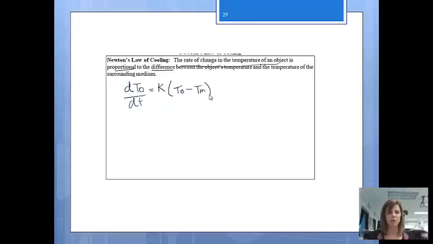The temperature of the surrounding medium means like the room. Is it in a room? Is it in a refrigerator? Is it in a hot coffee pot? That's what we're talking about with the temperature of the medium.